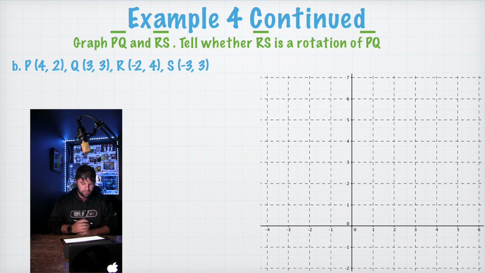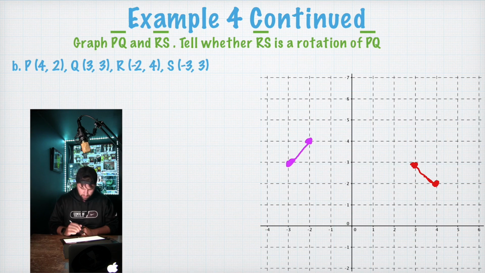So let's go ahead and give it another try. They want us to graph PQ and RS again. So P is (4, 2). I'll do it in red again. Right here. And Q is (3, 3). Right there. Nice little short line. And R is (-2, 4). And then S is (-3, 3). Right here.